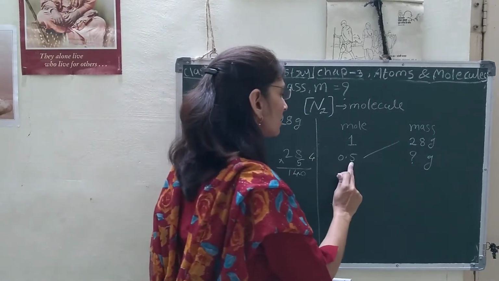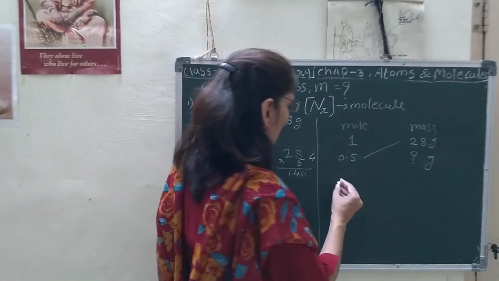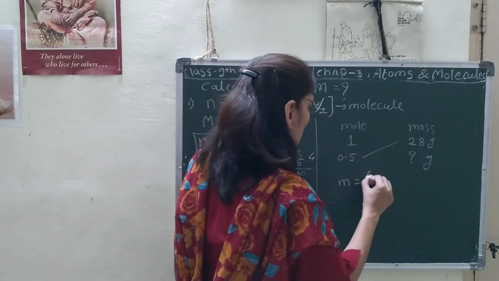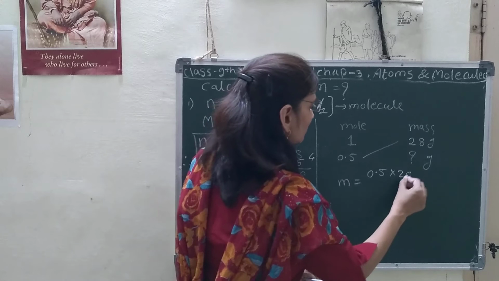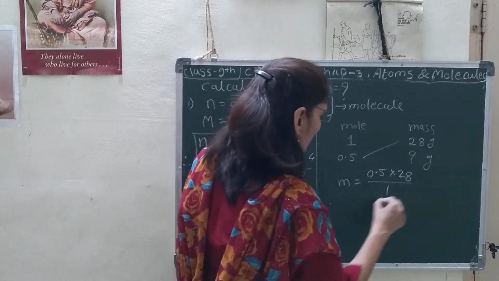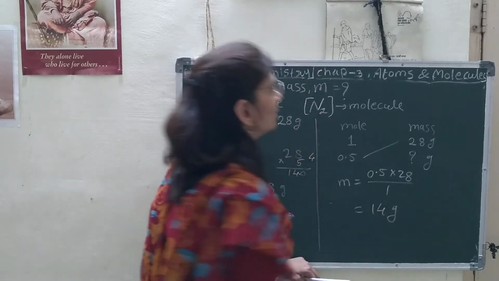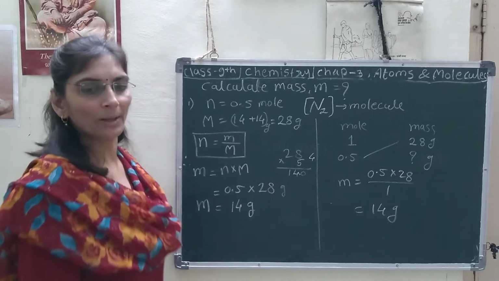Then for 0.5 mole, how many gram? That we have to calculate here. So m is equal to cross multiplication, 0.5 into 28 divided by 1, as we have just calculated, that is equal to 14 gram. So by both methods we have solved this problem.